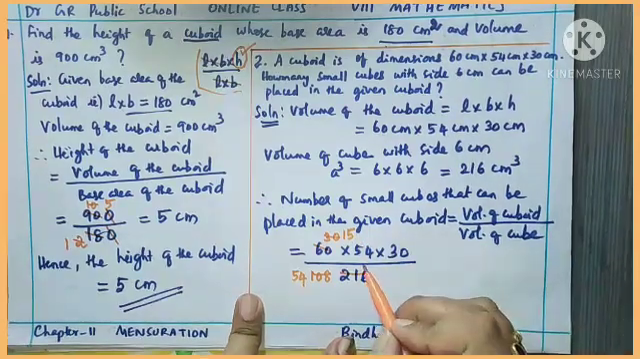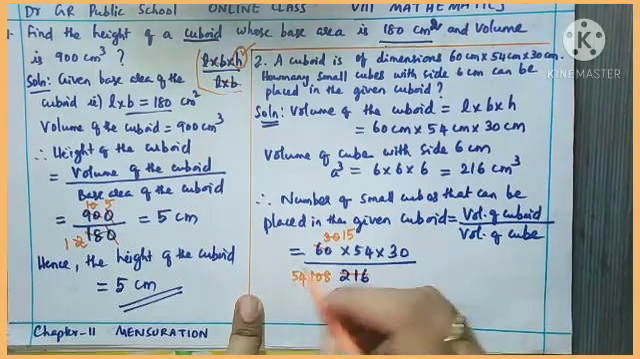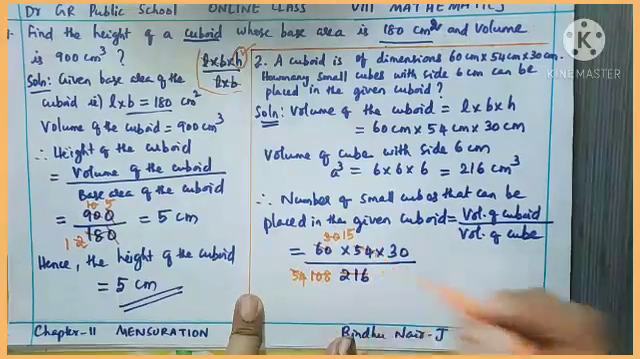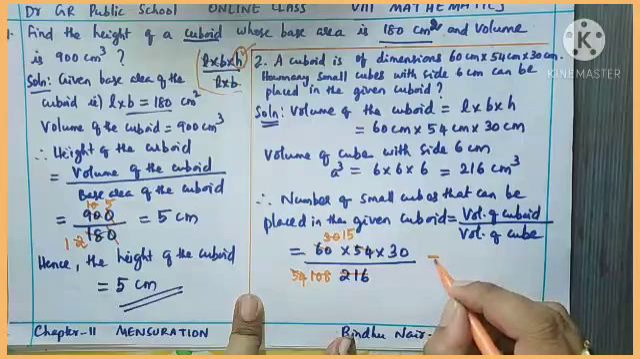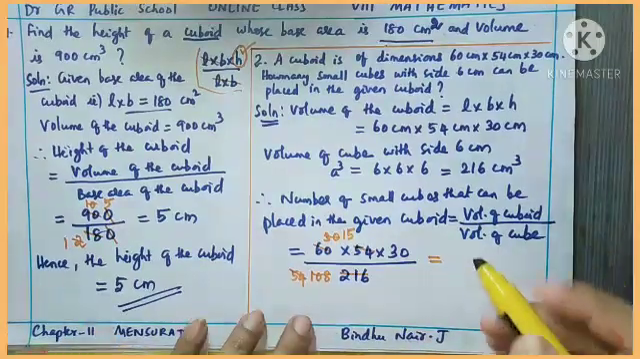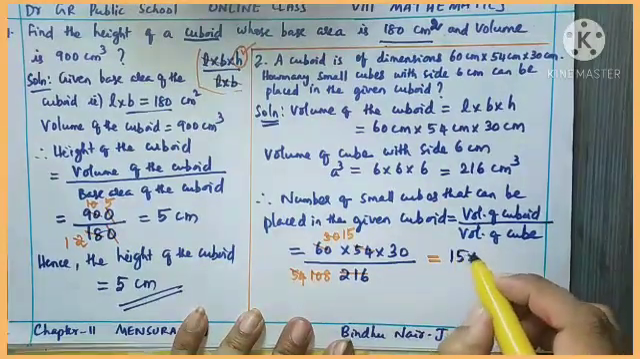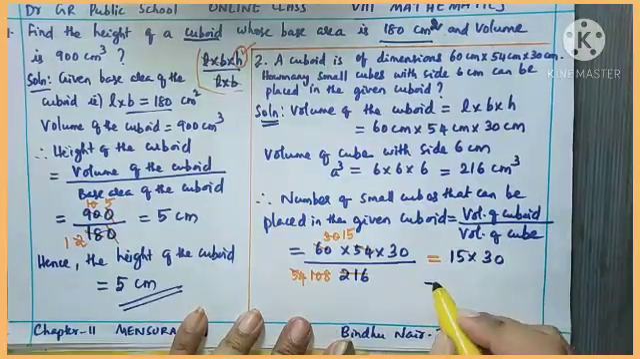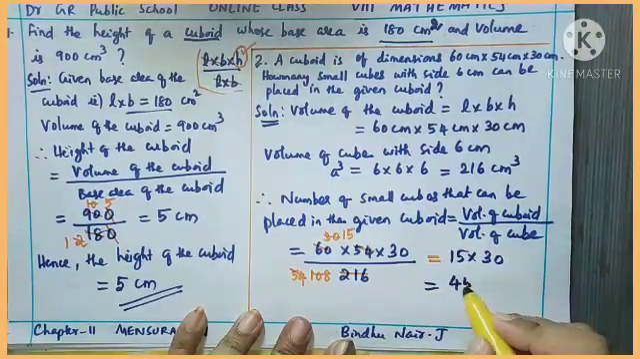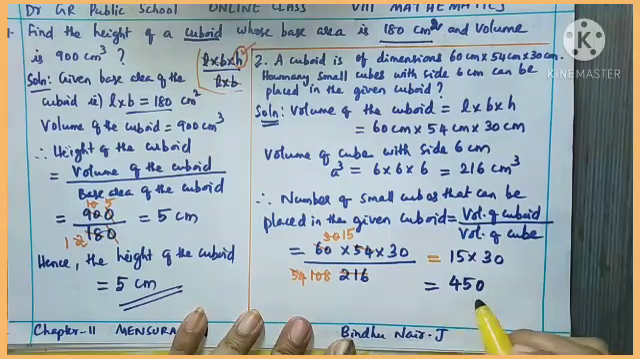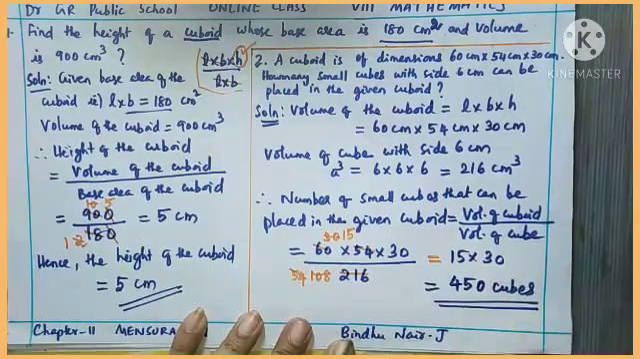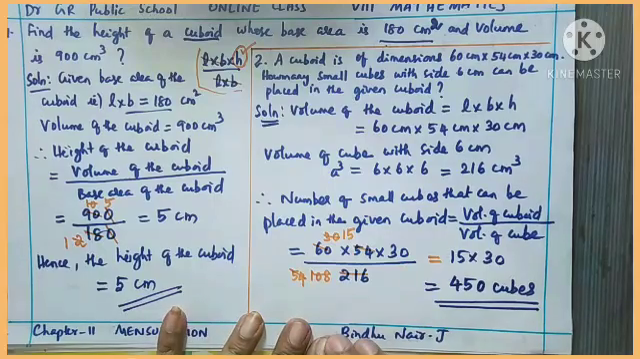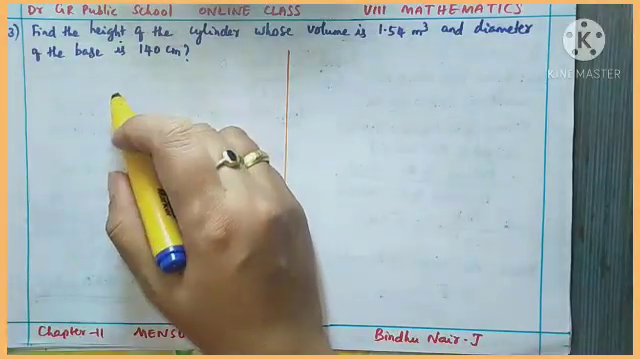Okay. Now you see here 54, here also 54. So 54 and 54 can be cancelled. So what are the remaining values? 15 into 30. 15 into 3 is 45. So put 0. So 450 cubes we can arrange in this cuboidal shape. Okay. All of you listen to this question. This is also an exercise problem.